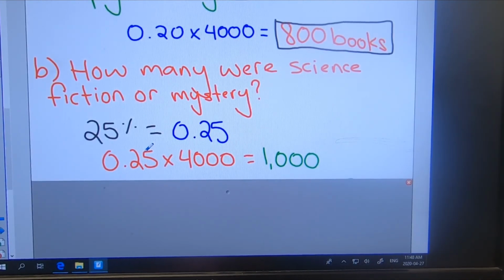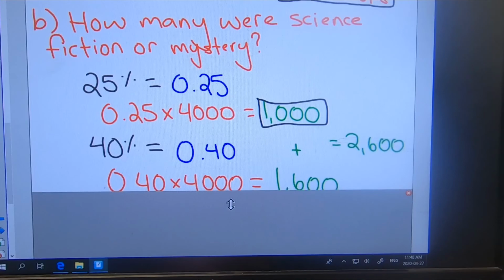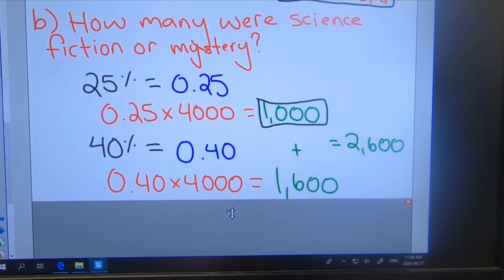25% as a decimal is 0.25, and when we multiply that by 4,000, that's a quarter of 4,000, which gives us 1,000 books that were considered to be mystery. Now, science fiction had 40%, which as a decimal is 0.40, and when we multiply that by 4,000, we end up with 1,600, for a grand total of 2,600 books that were either science fiction or mystery.